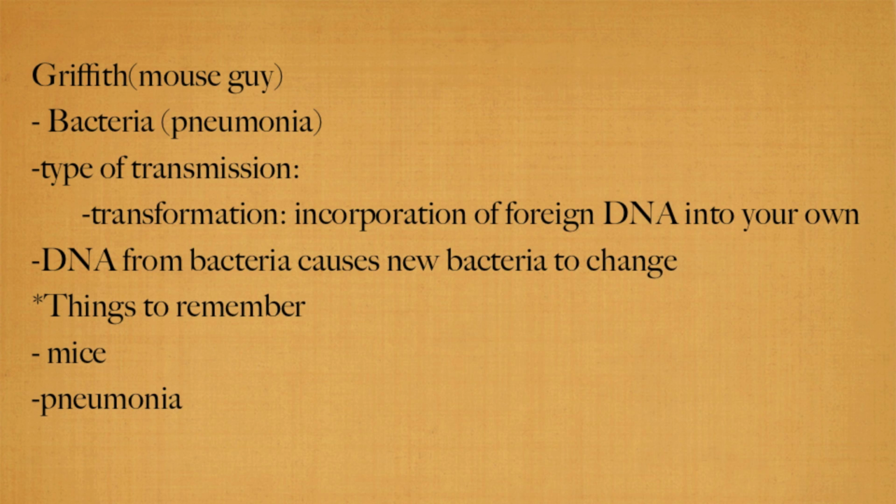So Frederick Griffith was another scientist, but he used bacteria in different samples and injected it into mice to show how the DNA from the bacteria causes another bacteria to change. And transformation was used to show the incorporation of the foreign DNA into the mice.